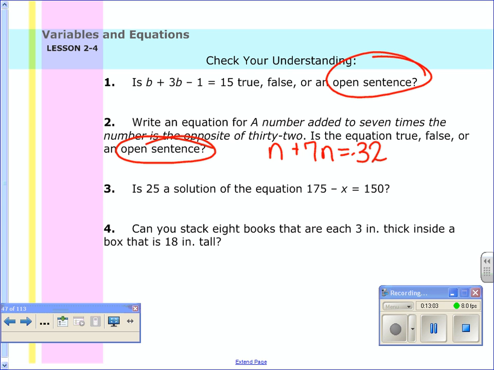Number 3, is 25 a solution? Well, let me put it in. 175 minus 25. Well, that's 150. Well, that's what it's supposed to equal. So yes.